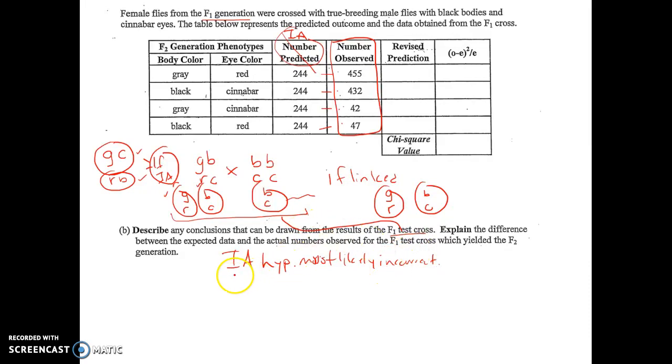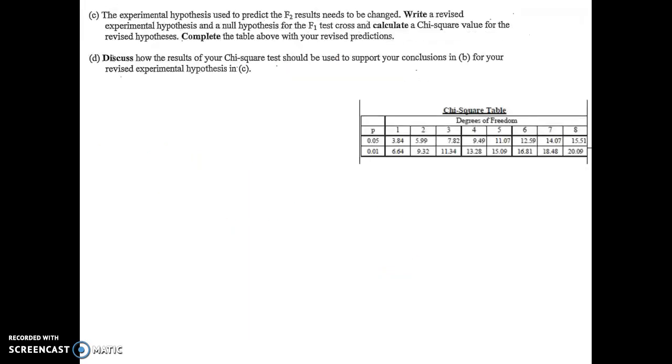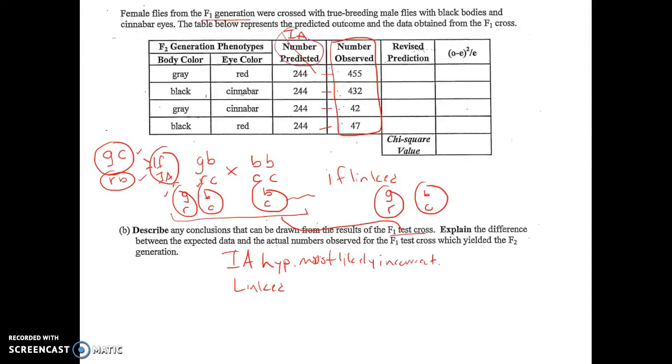So again, the most likely is that they are linked. Okay, so let's go then and look at what's going on here in part C. The experimental hypothesis used to predict F2 results needs to be changed. Write a revised experimental hypothesis and a null hypothesis for the F1 test cross and calculate a chi-square value. Complete the table above with your revised prediction. Sorry, I got these a little out of order here.